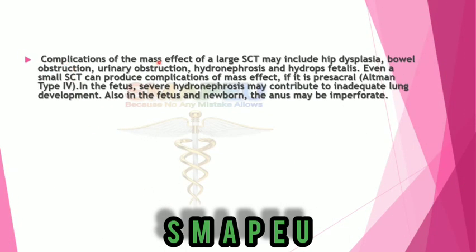The complications of a mass effect of a large sacrococcygeal teratoma may include hip dysplasia, bowel obstruction, urinary obstruction, hydronephrosis, and hydrops fetalis. Even a small sacrococcygeal teratoma can produce the complications of a mass effect if it is presacral, that is Altman type 4, in the fetus. Severe hydronephrosis may contribute to inadequate lung development. Also, in the fetus and newborn, the anus may be imperforate.